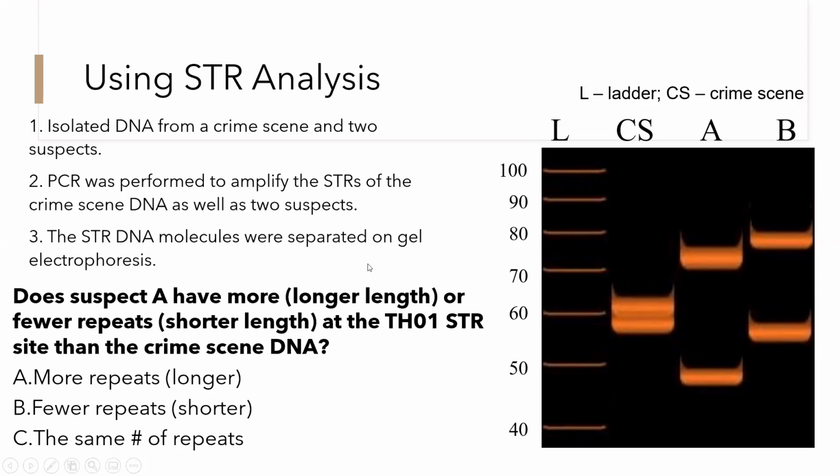Longer length means you're going to have bands that cluster up here. Shorter length, you're going to have bands that cluster down here. You'll notice that for suspect A, both bands are shifted a little bit further towards the bottom compared to suspect B. So suspect A is going to have fewer repeats than suspect B. As you can see, this is shifted slightly up, so they don't line up completely.